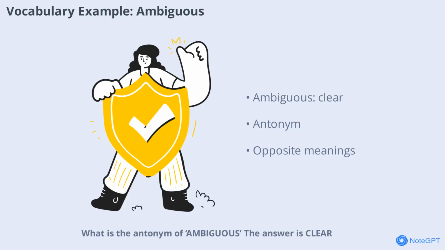What is the antonym of ambiguous? The answer is clear. Ambiguous means having more than one interpretation, while clear means easy to understand. Recognizing word opposites is a valuable skill for vocabulary questions.